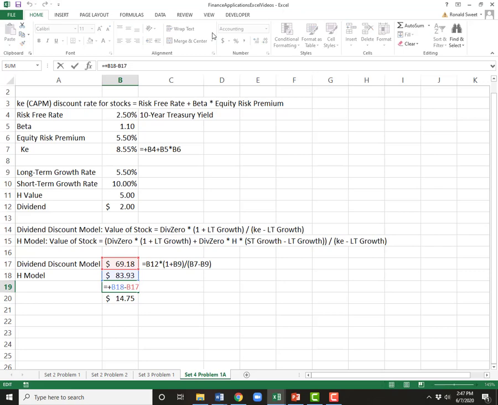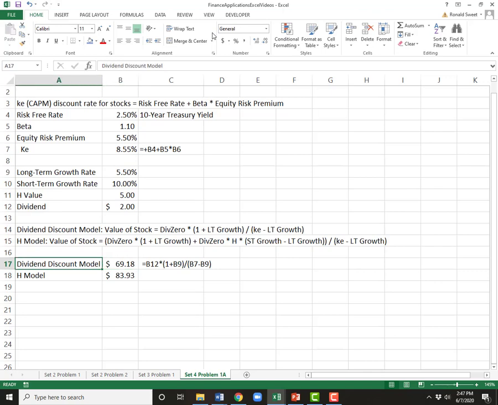So here I took the H model minus the dividend discount model, and that difference was $14.75, and that difference should have been everything in the formula except for that very first part, the dividend 0 times 1 plus the growth rate. So I just want to check and make sure I got the right answers. So there's my two valuations.